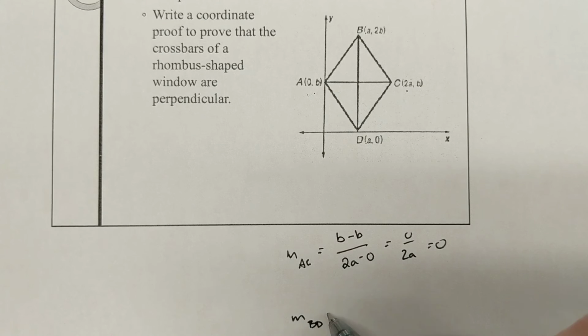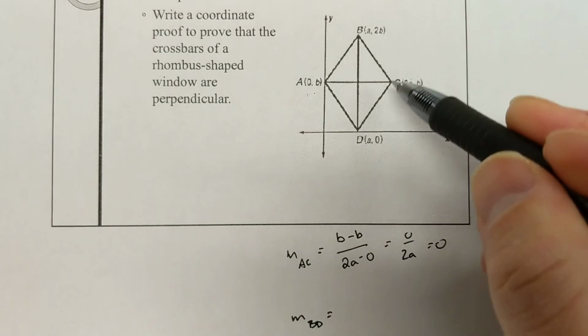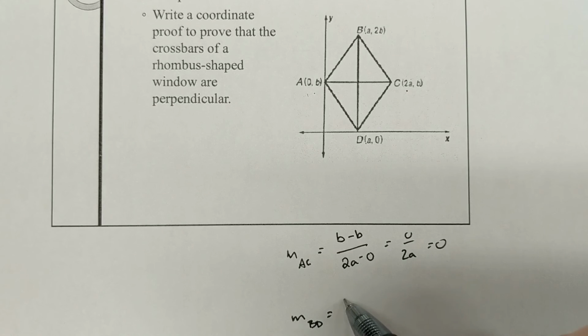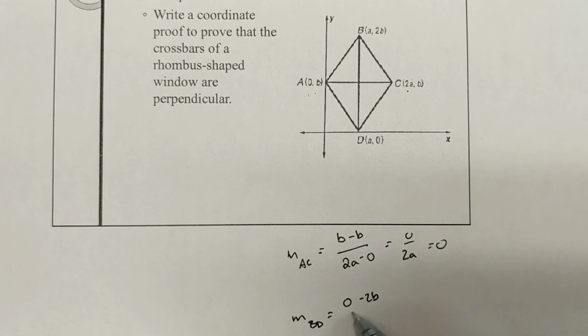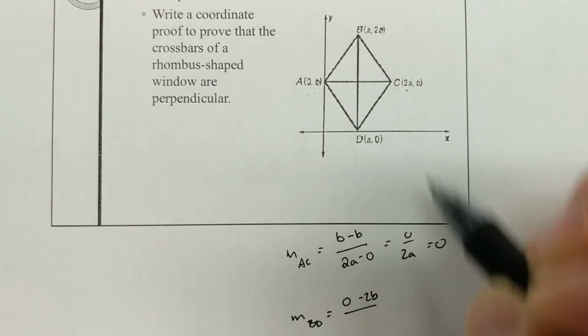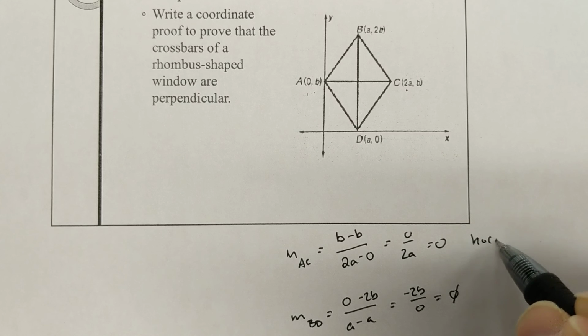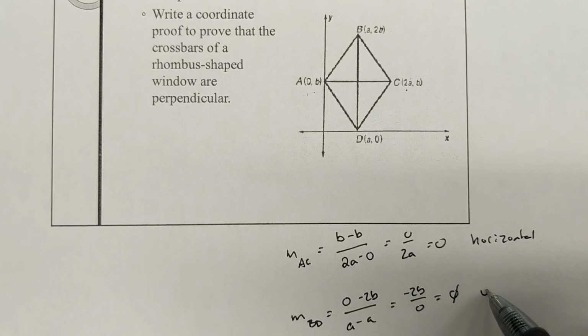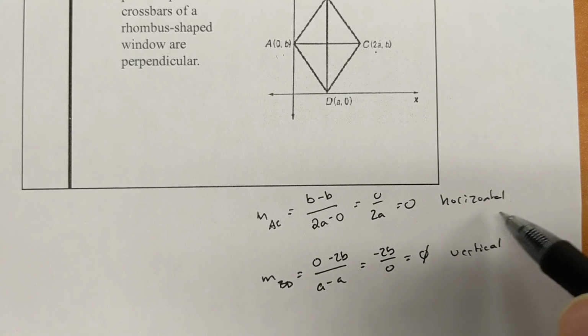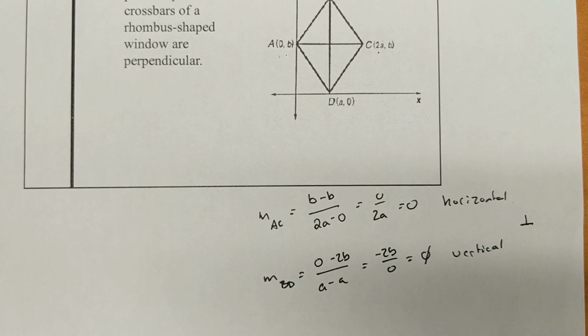So the slope for BD is, we'll call D second, y2 minus y1 over x2 minus x1. That's negative 2b over 0. That's undefined, so this one is vertical. So by definition, they are perpendicular. These horizontal lines and vertical lines are always perpendicular to each other. And that's the end of this section and the chapter.